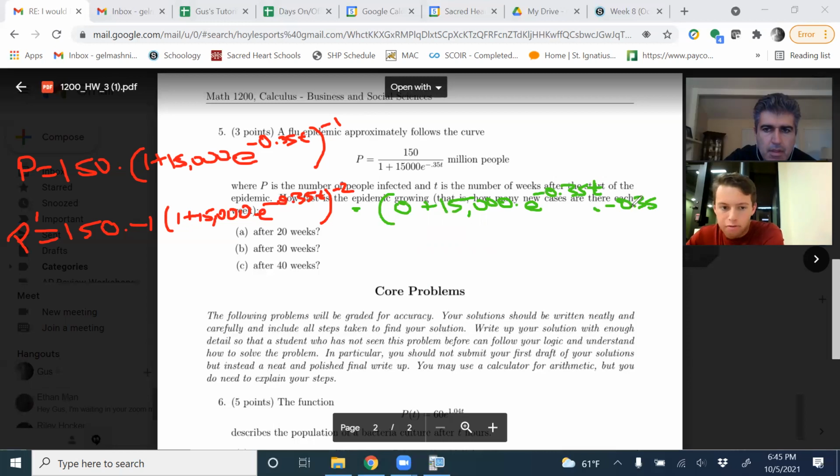Is that e to the negative 0.35? Oh, it's always been negative. Yeah. Oops. Negative. And then times negative 0.35? Right.